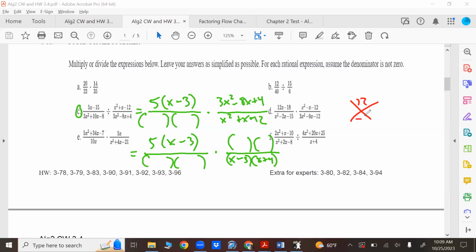I'll put a 12 here, -8, -2, and -6. That's 3x squared. And 4, -2x, -6x. That's x. 3x, -2, and -2. Okay. So x minus 2 and 3x minus 2. Cool.